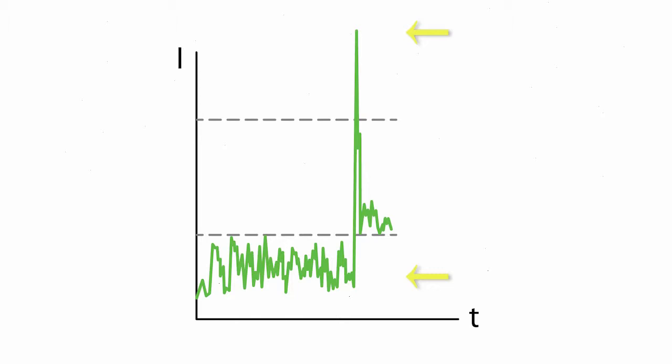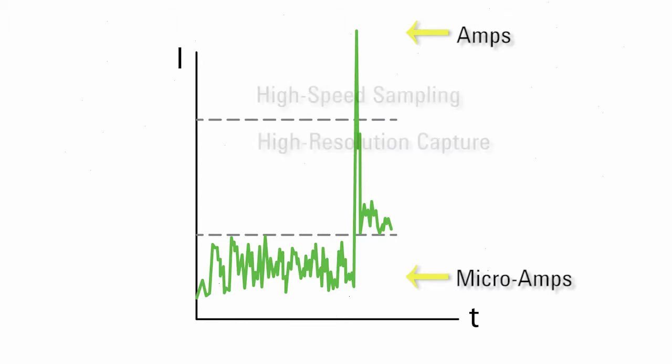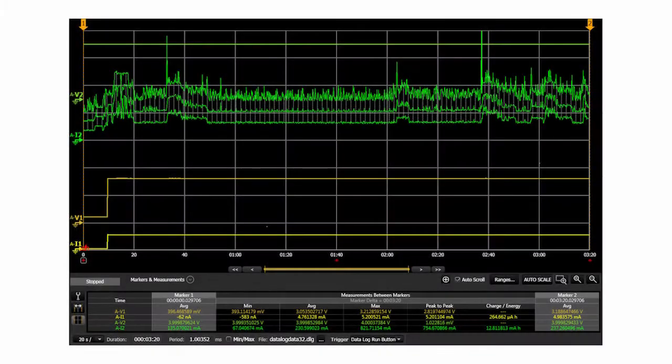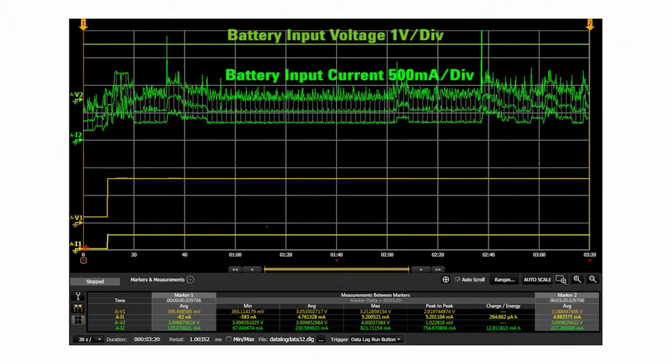Seamless measurement ranging provides accurate current measurement of signal levels spanning from sub-microamps to amps in one continuous logging measurement. High-speed, high-resolution waveform capture and data logging capabilities assure accurate measurements for most pulsed signals you are likely to encounter. In this example, we measured the input power demands and turn-on timing of the RF amplifier in a GPS device.